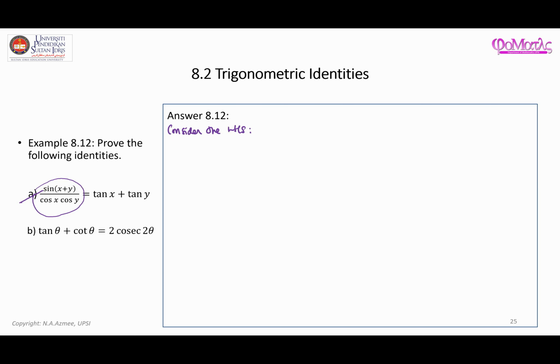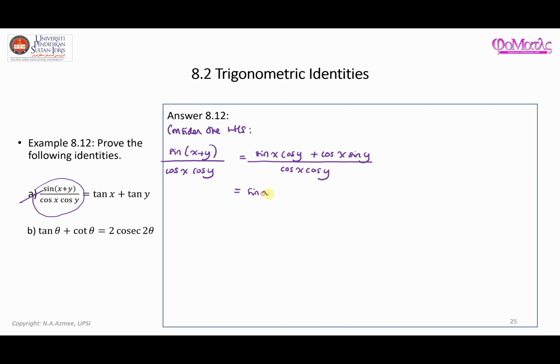So we start off with sine (x plus y) over cosine x multiplied by cosine y. You should be able to recognize that this is the sum of two angles with respect to the sine function. So we are going to expand this. When we expand this, it becomes sine x cos y plus cos x sine y over cos x cos y.